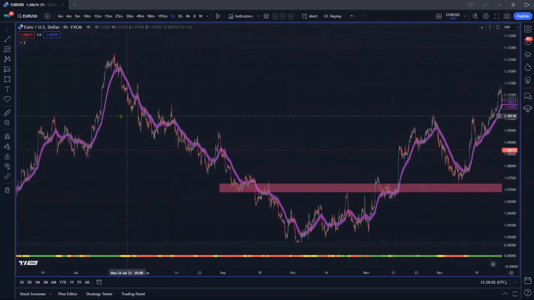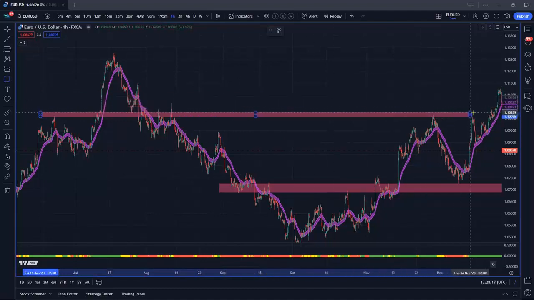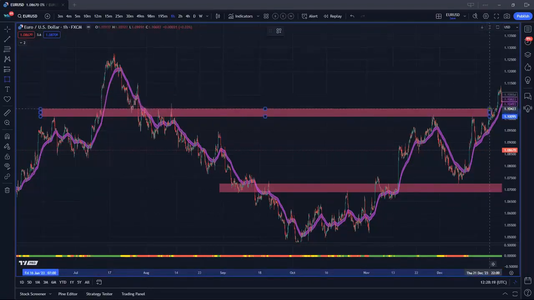Not really. We need 3 or more touches. This is a strong pivot here. I am going to draw this in. So I'm going to look at these pivots as my lower bound, and my upper bound is this pivot here.